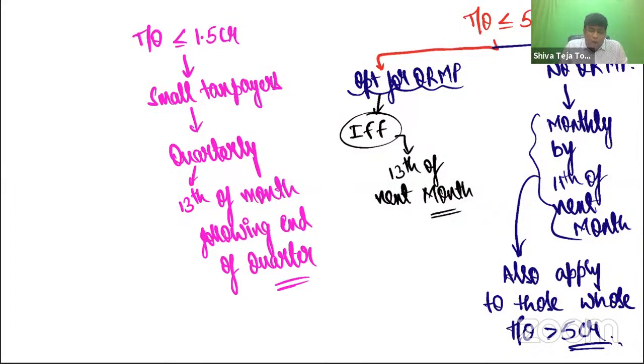We'll talk about it in full detail. When I go to QRMP, I'll discuss in detail what they'll do in the first month, the second month, and the third month. I'll show you the 3 months bifurcation when I go to the QRMP scheme. Don't worry, my dear friends. Moving forward.